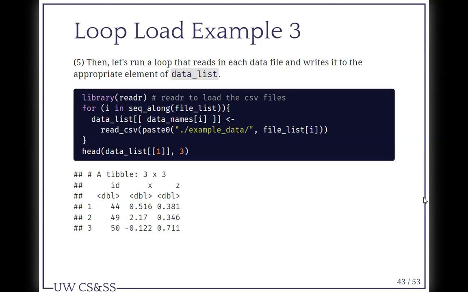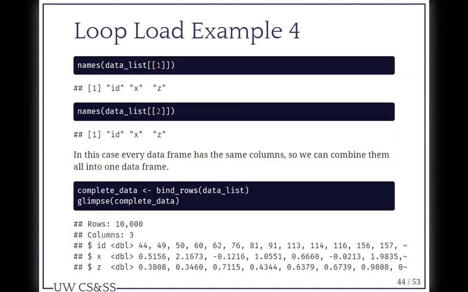And when we look at the first 3 rows of the first thing in our data list, we'll see that we have some IDs and some X and Z values. Things look okay. And next, we want to check that all of our column names were loaded in correctly. So I just selected data list subset to 1 and 2. Things look like they're going okay.